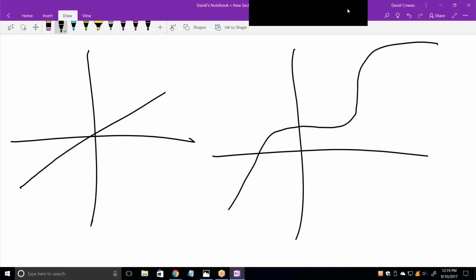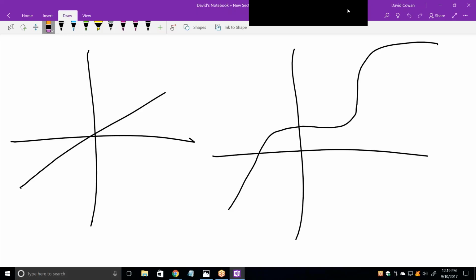Is the one on the left one-to-one? First of all, is it a function? There's two kinds of things, Zach. There's a function and there's a one-to-one function. You have to know the difference. Is the one on the left a function? Yeah. Is the one on the right a function? No, I don't think so.